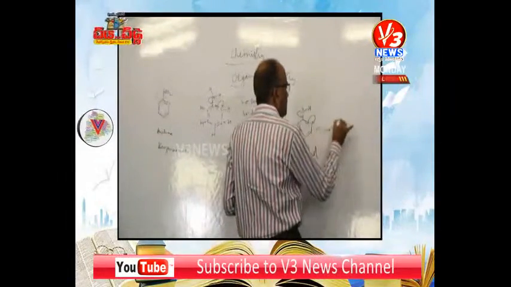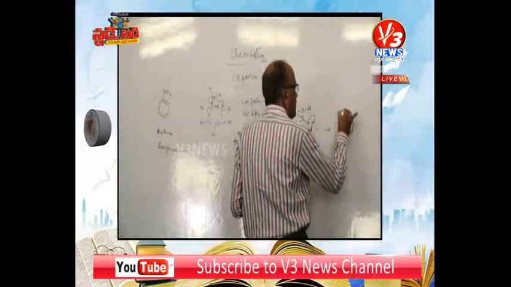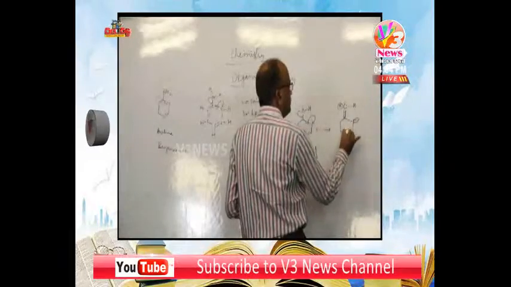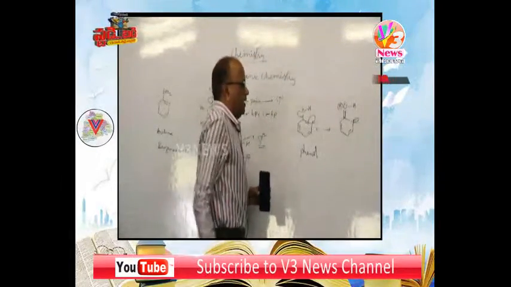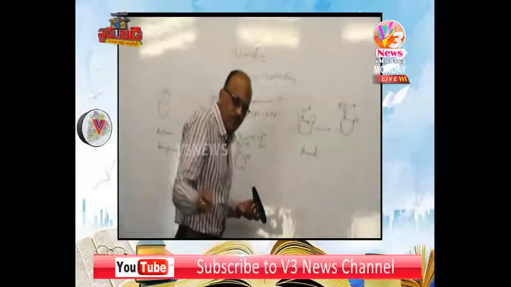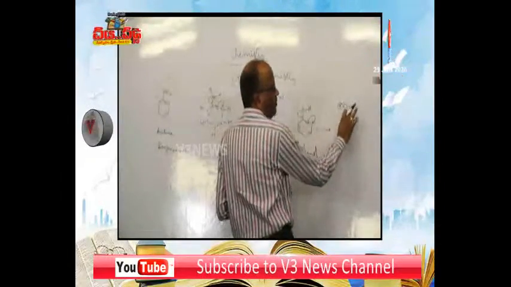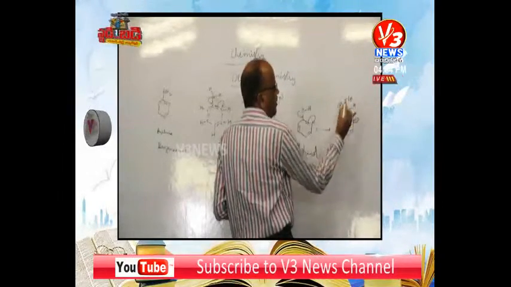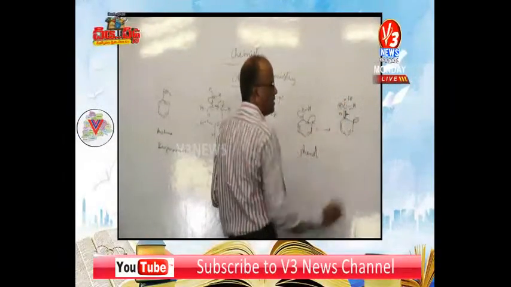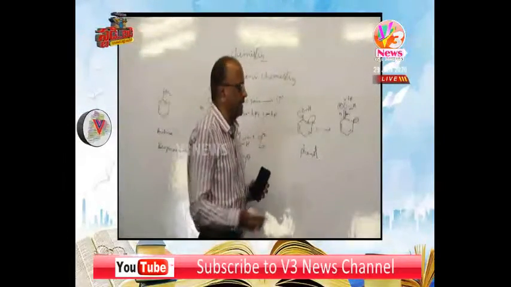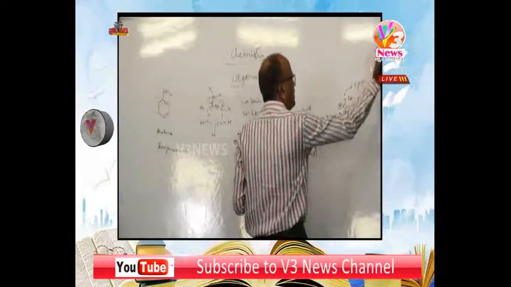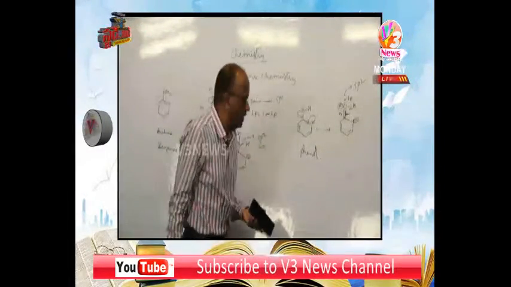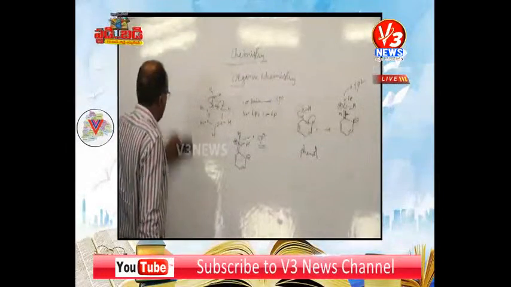Because of this resonance, what is the hybridization of oxygen in phenol? Again you see, in the majority of the resonating structures of phenol, there will be sigma, sigma, this is pi, and this is a sigma lone pair. So, around oxygen there are 3 sigma pairs. That is why the hybridization of oxygen in phenol is sp2 hybridization.